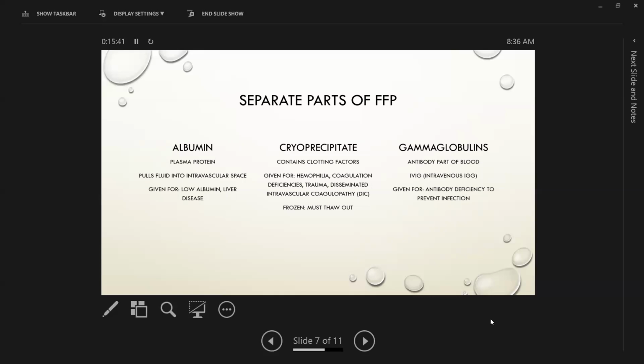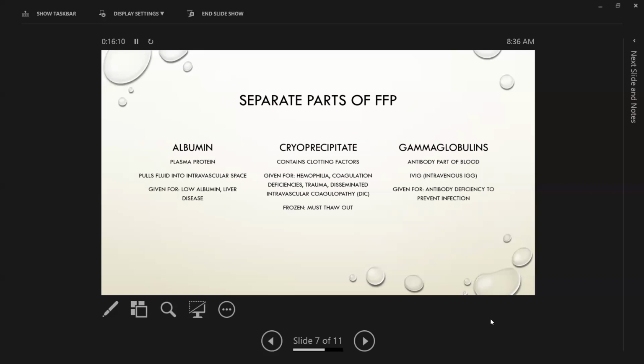Albumin is a plasma protein. It pulls fluid from the interstitial space into the intravascular space by oncotic pressure gradient. It is given for low albumin levels and liver disease. Okay, so it's a plasma protein. It's going to pull that fluid from the interstitial into the intravascular space. Okay, and it does that by the oncotic pressure gradient.